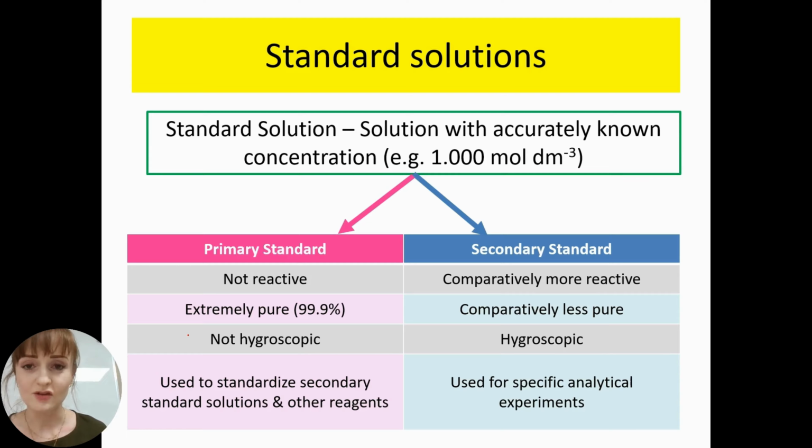The point of a standard solution is for us to be able to use them in a titration so that we can link the number of moles that's in them in order to calculate the number of moles or concentration that's in another reagent. So it's very important for a standard solution to have an accurate concentration for a titration.